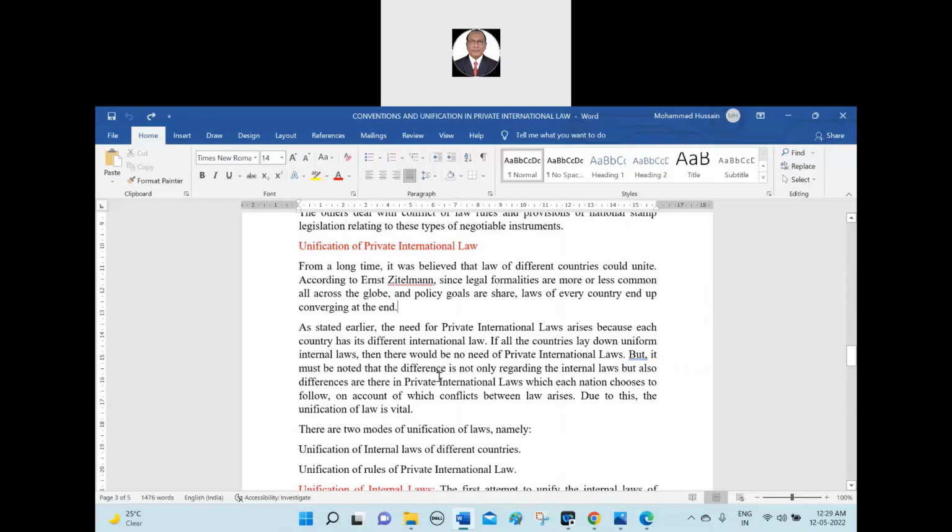But it must be noted that the difference is not only regarding internal laws, but differences are also there in the private international law which each nation chooses to follow, on account of which conflict between laws arises. Due to this, the unification of law is vital. Because the country laws differ: South Africa allows gay marriages, but Tanzania will not. In the USA, certain states like Hawaii allow gay marriages, but Indiana state is purely conservative and will not allow it at all. So in India also, it will not be allowed.